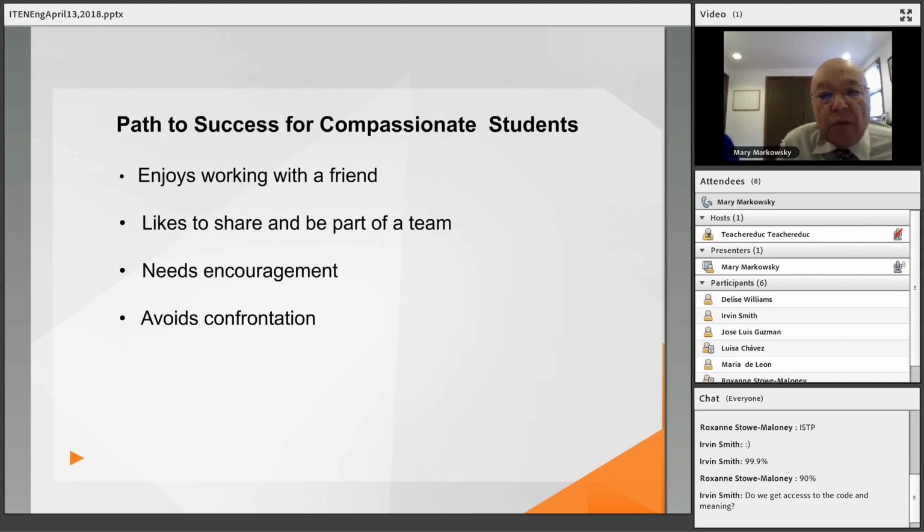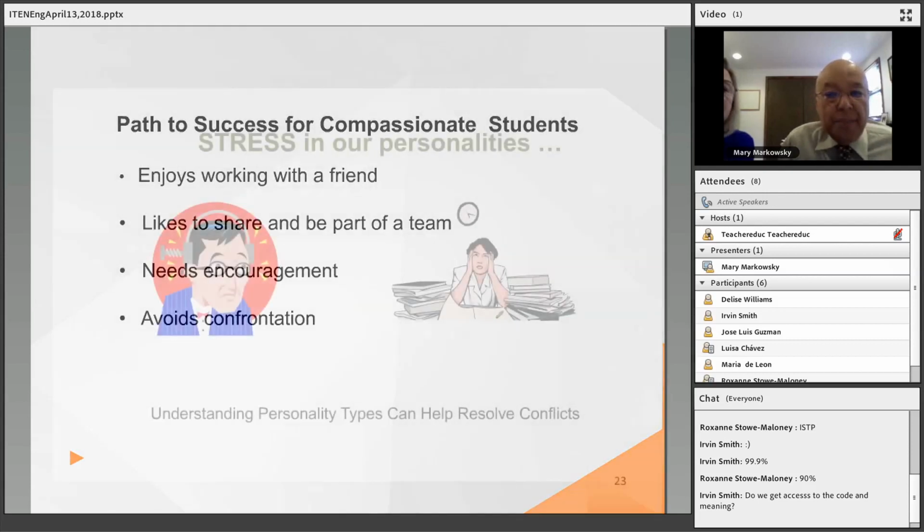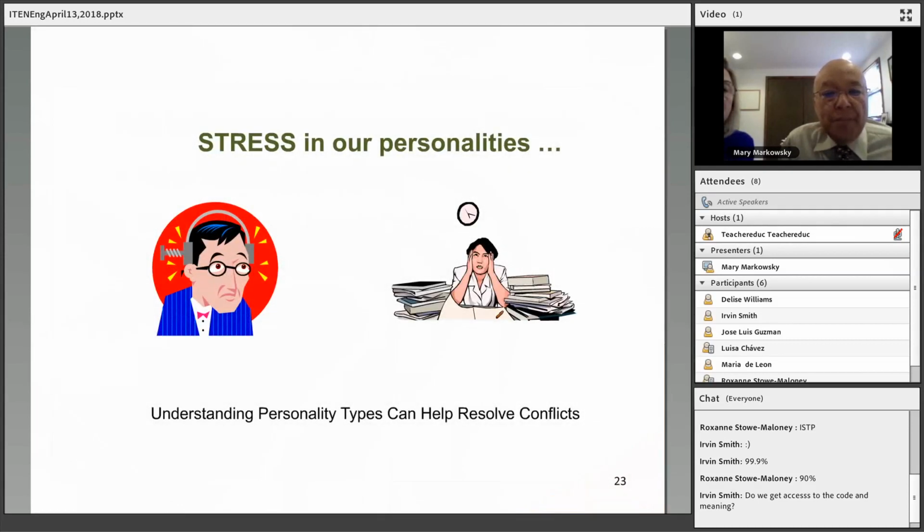Path to success for compassionate students. They enjoy working with friends. They like to share and be part of a team, always. They need people all the time. They need encouragement, and they avoid confrontation. They don't like trouble.